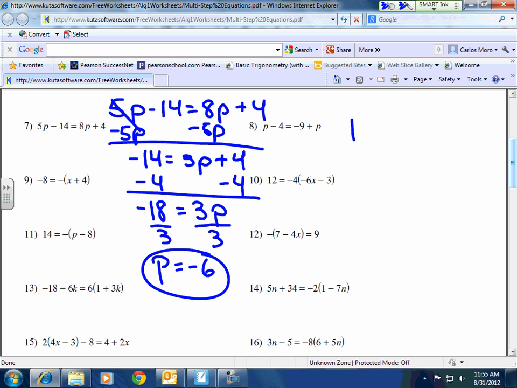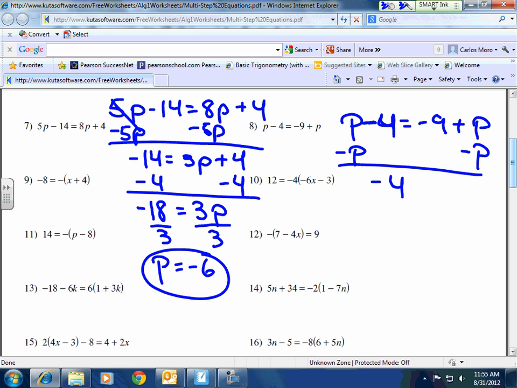Okay, here I've got p minus 4 equals negative 9 plus p. Well, I don't have any distributive property. I cannot combine like terms on either side, but I can get all of the variables on one side. So I'm going to subtract p to both sides, and I'm going to get negative 4 equals negative 9. That is a false statement, so that is no solution.